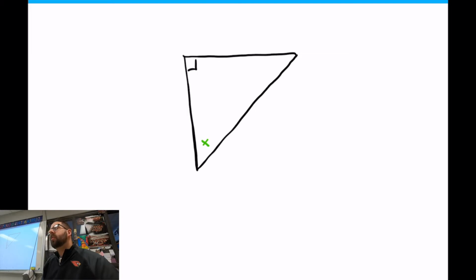Give me any two numbers we want. 74 and 92. Okay, 74, and let's go with millimeters, and 92 millimeters. Is that what you said? Yep. Okay, let's go with those numbers. Okay, and we're going to find the angle now.